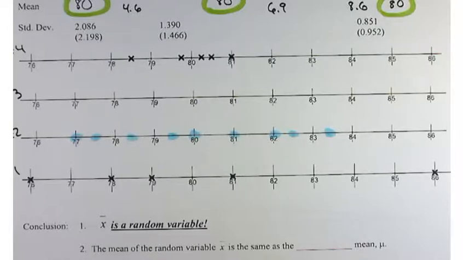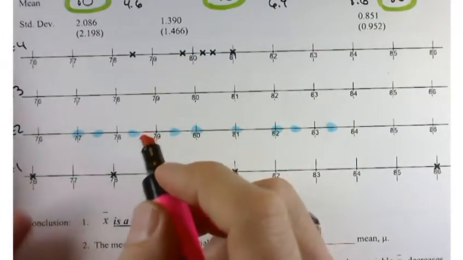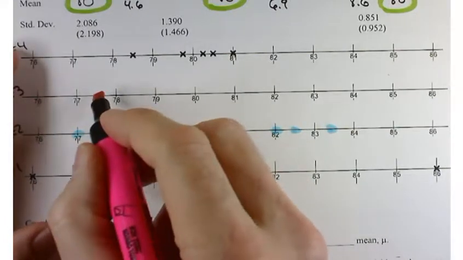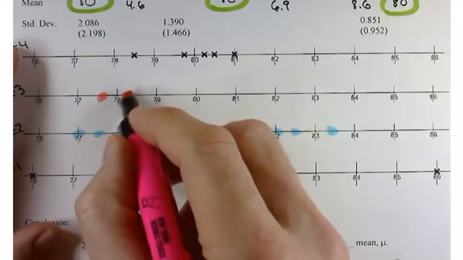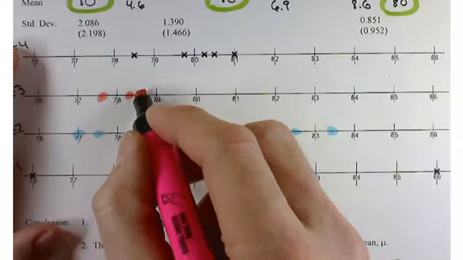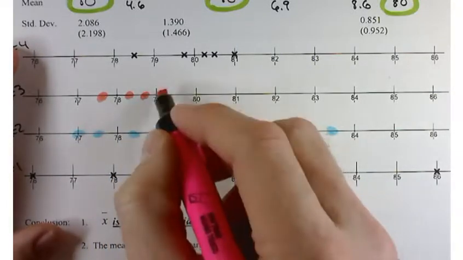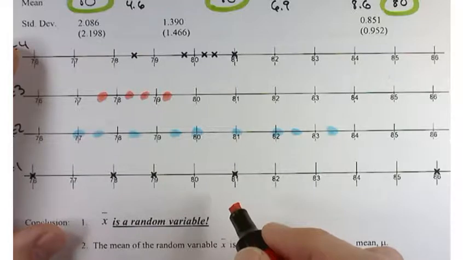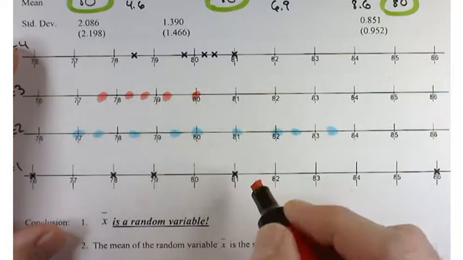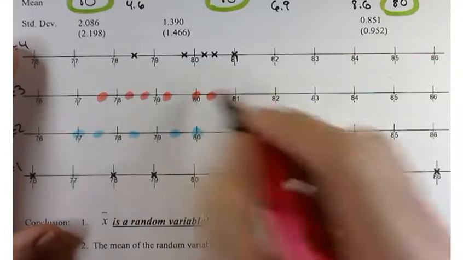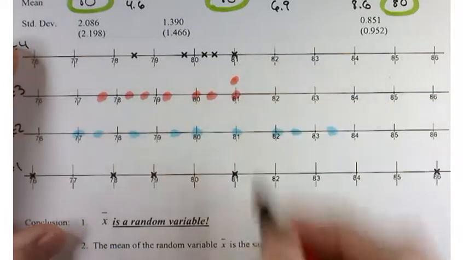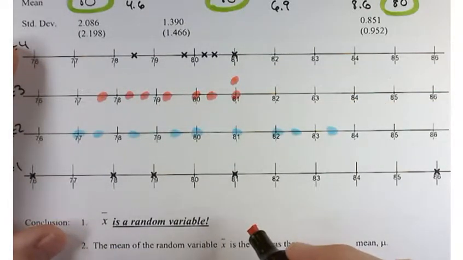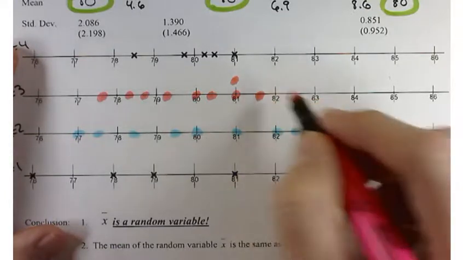Let's see what happens for samples of size 3. So for samples of size 3, I've got 77 2/3 about here, 78 1/3, 78 2/3, 79 1/3. I've got one spot on at 80, 80 1/3, 81, and then another one at 81, so I'll put the dots stacked. 81 2/3, and 82.